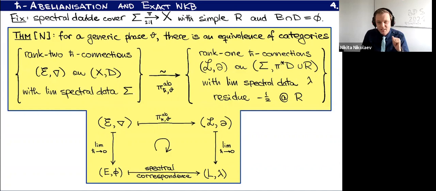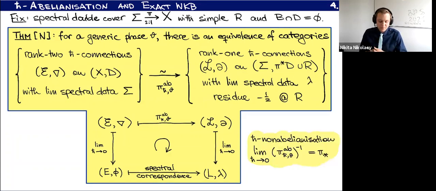And of course, it is an H-bar connection, so I can consider its limit as H-bar goes to 0. And then the theorem is that its limit is exactly the spectral line bundle with the abelian Higgs field. So this is a really cool commutative diagram.